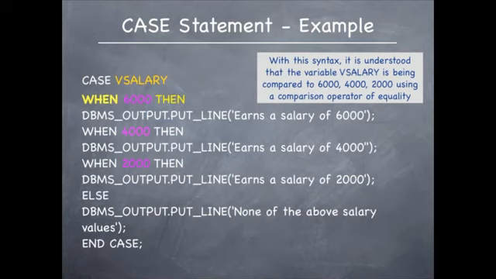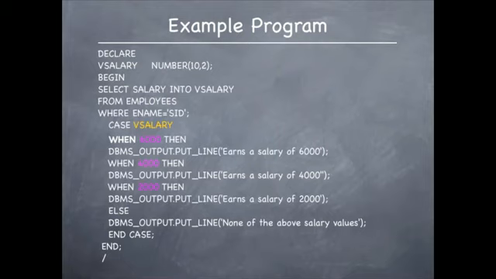If it is not 4000, the next check will be done to see if the variable takes the value 2000. In a similar manner, if the comparison is true, the string displays as earns a salary of 2000 and the execution will move on to the statement following the entire case statement. If vSalary is not 6000, 4000 or 2000, this would satisfy the else part of the case statement and the string that will display is none of the above salary values. The case is then closed with the words end case.